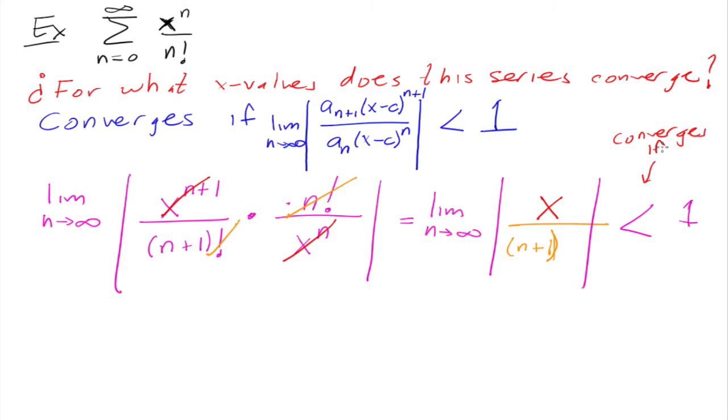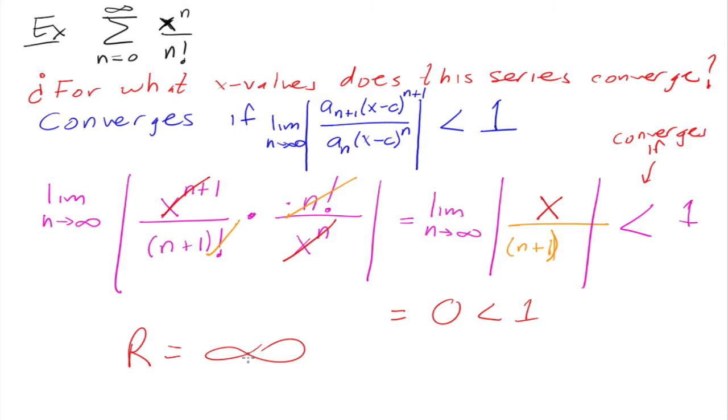So for what values of x is that limit less than 1? What is that limit for all x values? It's equal to 0, right? Doesn't matter what x is. This limit is always going to equal 0. So for what values of x is 0 less than 1? All values of x, right? So then what's the radius of convergence? Infinite radius of convergence, right? Because it doesn't matter what x is, right?